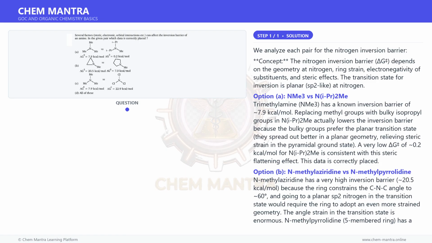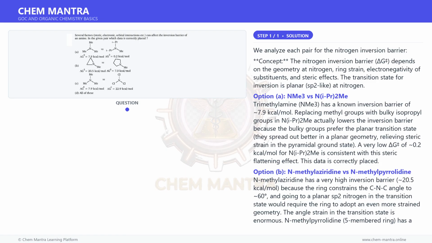Option C. NMe3 versus NCl3. Trimethylamine has delta G equal to 7.9 kilocalories per mole. NCl3, trichloramine, has a dramatically higher inversion barrier, 22.9 kcal/mol, because chlorine is highly electronegative and stabilizes the pyramidal ground state through increased s character in the nitrogen lone pair.